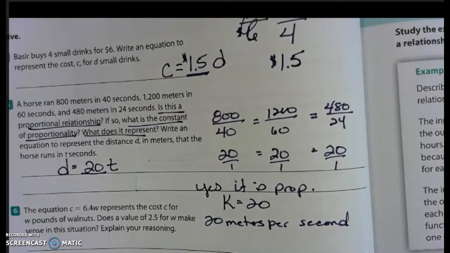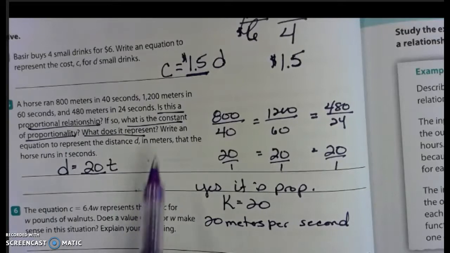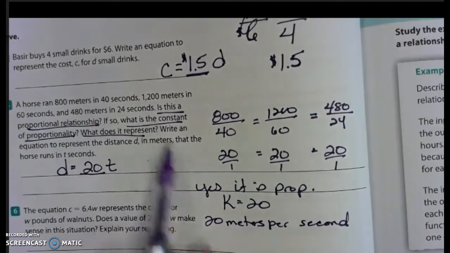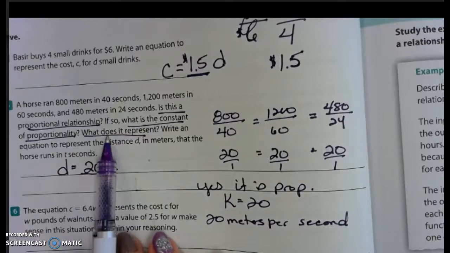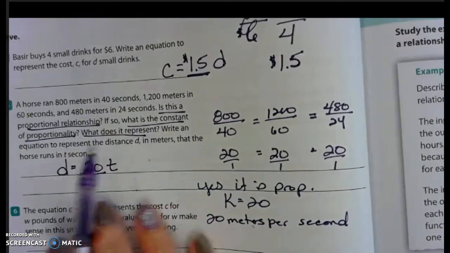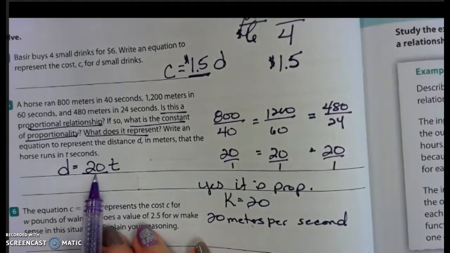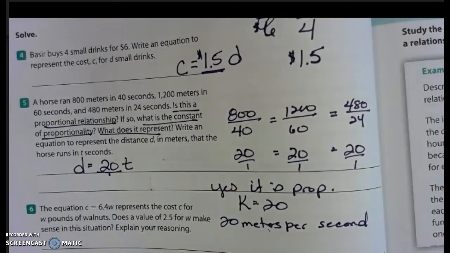Now there were 1, 2, 3, 4, 5 different questions in there, and we have answers to all of those. We got our yes. We got the constant. We got what it represents. And we got the equation. There's only 4 parts, and we answered them all.